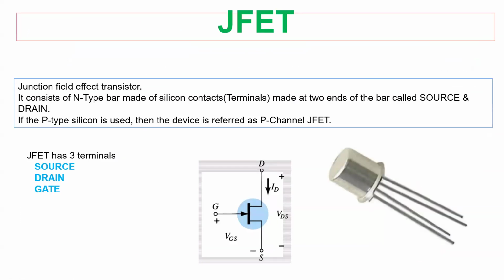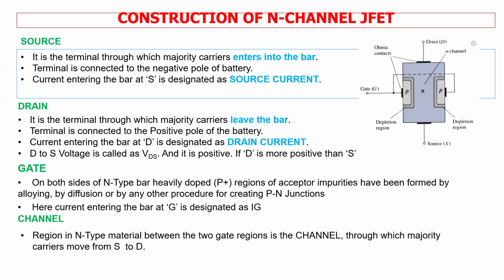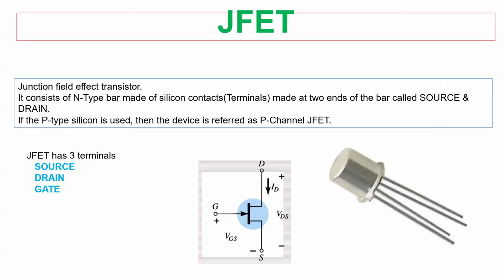charge carriers, and if it is an N-channel JFET, it consists of an N-type bar made of silicon semiconductor like this. We'll have an N-type bar, and in this N-type bar, at both ends we'll have the P-type regions. Okay, so the base is nothing but the N-type, which is made up of silicon. And heavily doped P-region silicon is diffused on both sides of the N-type base, by which PN junctions are formed.